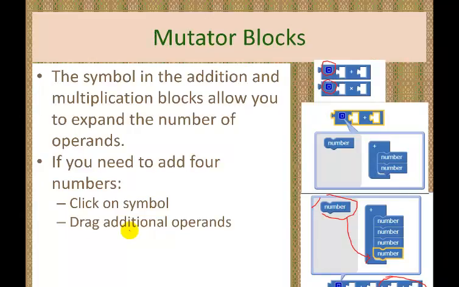Sometimes you need more than two operands. Each socket represents an operand in my statement. The multiplication and the addition blocks have this symbol called a mutator. Clicking on this symbol allows you to drag additional numbers into your expression. Let's demo that.